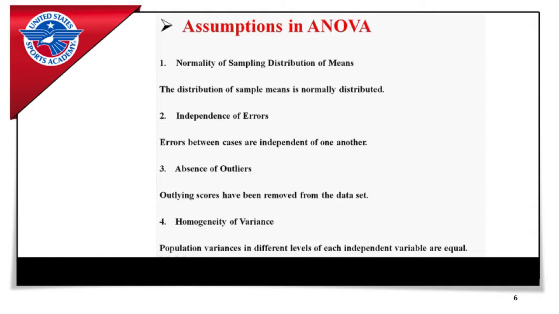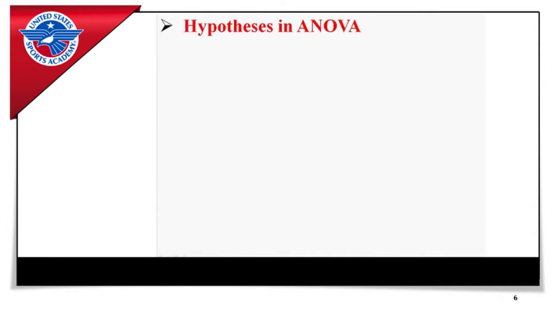Now, hypotheses in ANOVA. Imagine you have one factor with 3 levels. Your null hypothesis is that all 3 levels are equal to one another. Your alternative is that not all means are equal. Now, you can't write A1 is not equal to A2 is not equal to A3 because that would imply that all 3 means are different.